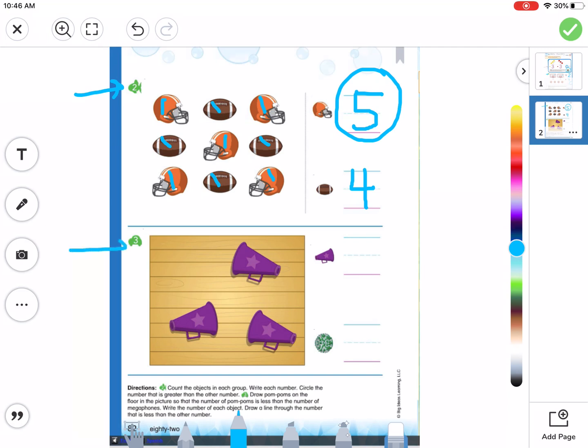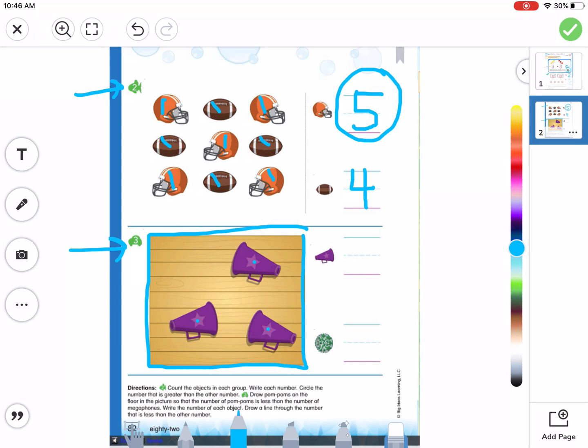Okay, now for 3 cars. It says draw pom-poms on the floor. This right here is the floor. Okay, this is the floor. Draw pom-poms on the floor in the picture so that the number of pom-poms is less than the number of megaphones. Now, let's look at how many megaphones there are. There are 1, 2, 3 megaphones.